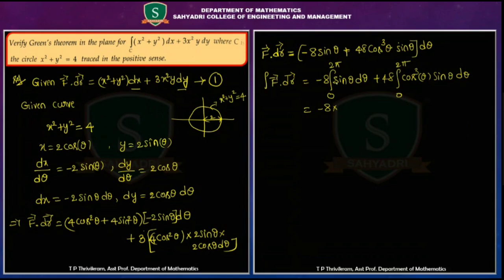Now here, integration of sin theta, you'll get minus cos theta, from 0 to 2 pi. Plus 48. Okay, so this one how will you do? Here I can write integration of f of x whole power n into f dash of x dx. So this is nothing but f of x whole power n plus 1 by n plus 1 you will get.